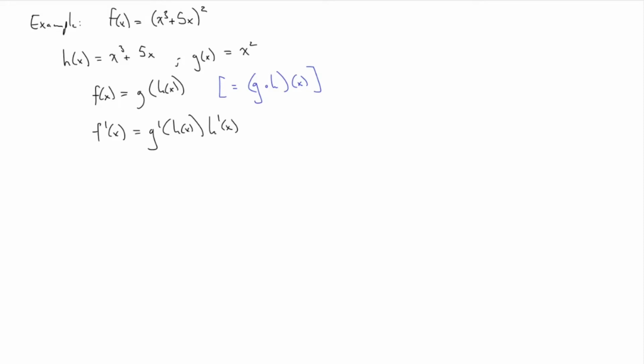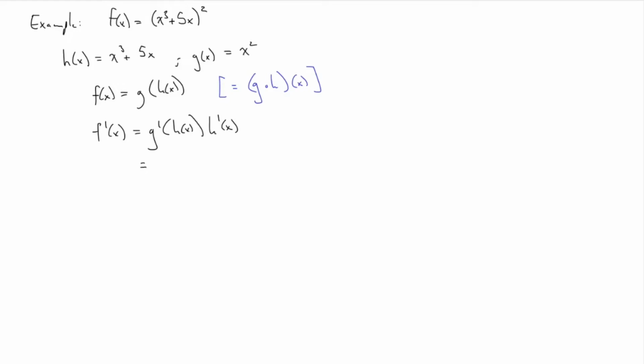To think of it slightly differently, how does this function f change with respect to x? Well, it changes the way that g changes with respect to h multiplied by the way that h changes with respect to x. In other words, we treat the h of x as if it were a variable.